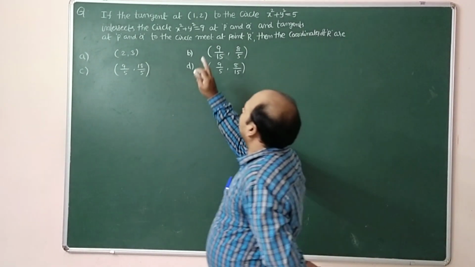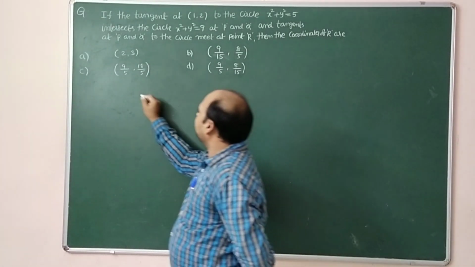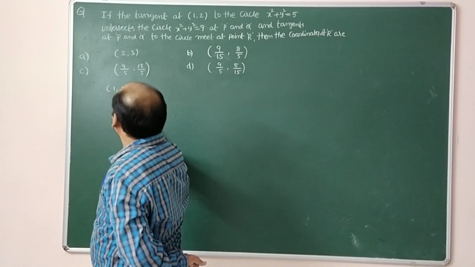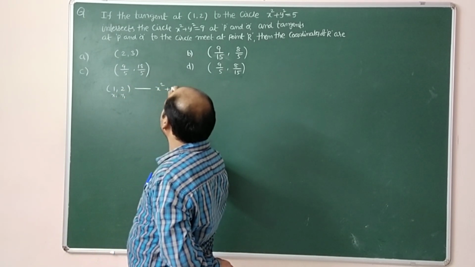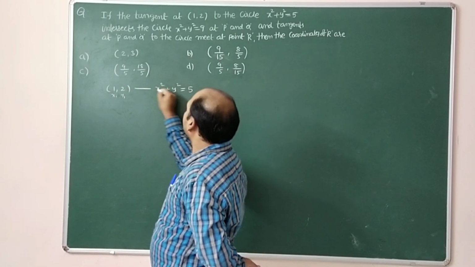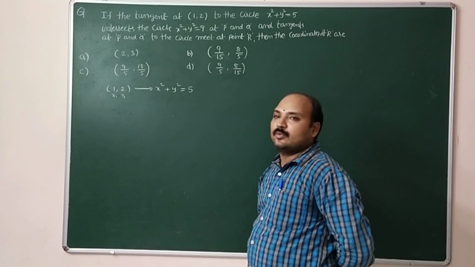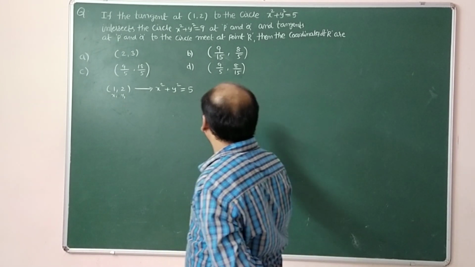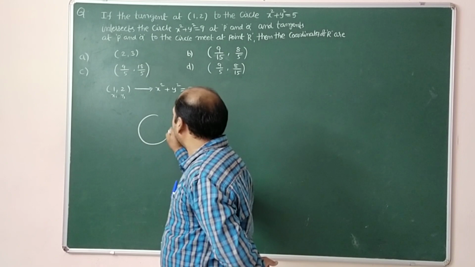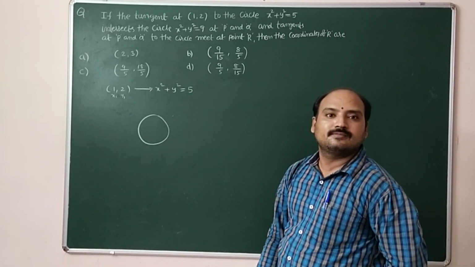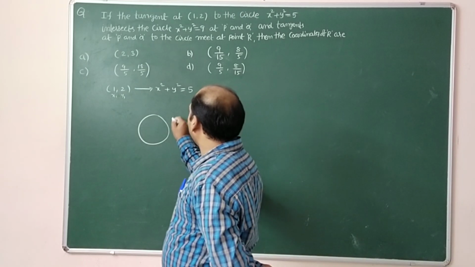See, the tangent at (1, 2) to the circle x² + y² = 5. First, the given point (1, 2) is (x1, y1), and the given circle is x² + y² = 5. At (1, 2), for this circle, you have to calculate the tangent equation. This is the circle equation, and I am drawing the tangent.